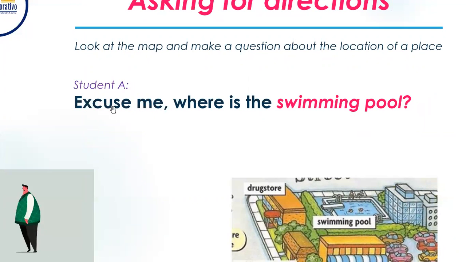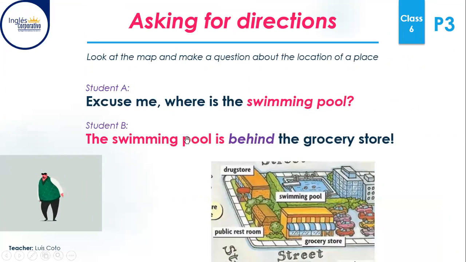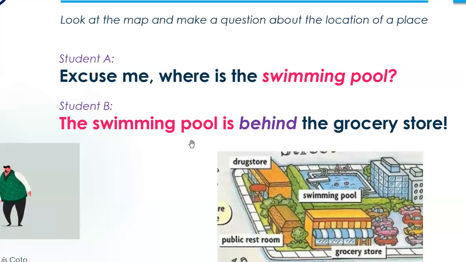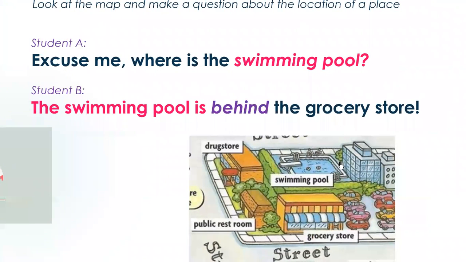Okay, question. Excuse me, where is the swimming pool? Student B? Roberto? The answer? The swimming pool is behind the grocery store. Is that right? Correct? No. Oh, yeah, yes. The swimming pool. What is behind? We said, dijimos que behind era atrás. Okay. Is that true? True or false? It's true.